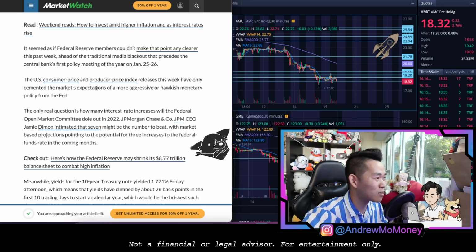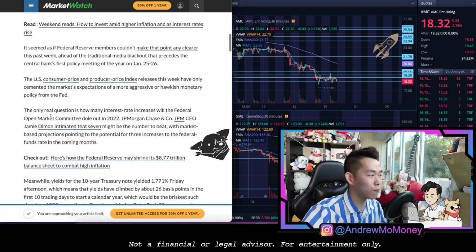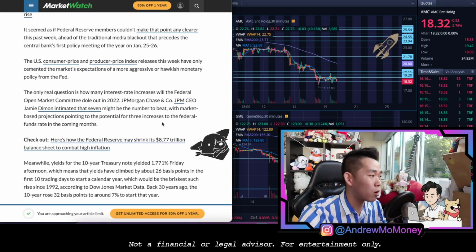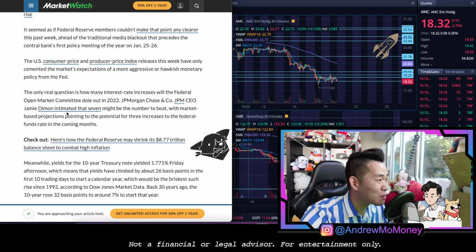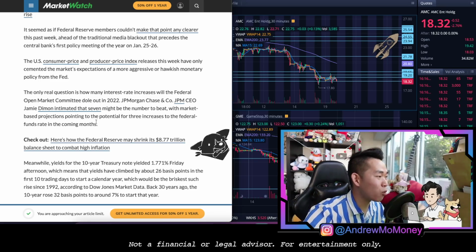US consumer price and producer price index releases this week have only cemented the market's expectations of a more aggressive or hawkish monetary policy from the Fed. The real question is, how many interest rate increases will the Federal Open Market Committee dole out in 2022? JP Morgan Chase & Co. (JPM) CEO Jamie Dimon intimated that 7 might be the number to beat, with market-based projections pointing to the potential for 3 increases to the federal funds rate in the coming months.